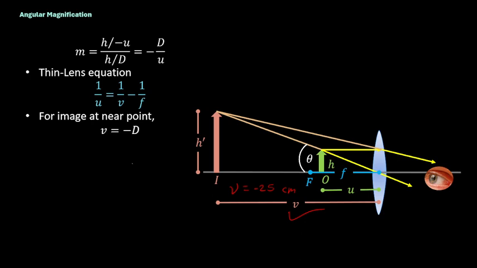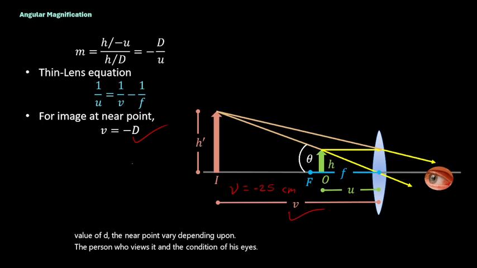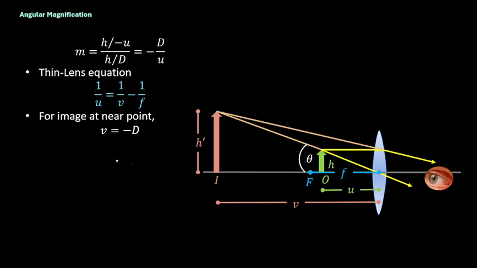Instead of directly using the value of 25 centimeter, we prefer to write negative D, because the value of D, the near point, varies depending upon the person who views it and the condition of his eyes. Now, the image that we obtain in this setting is the virtual, upright and magnified image. For these image features, our object must be closer than the focal point to the lens, and that is what we have done here.